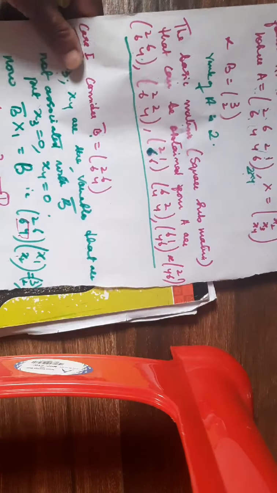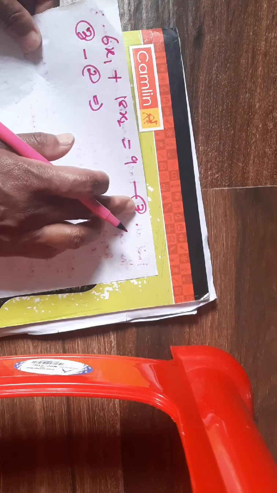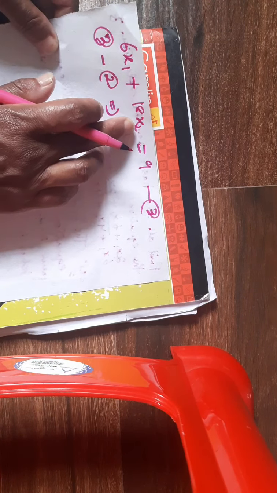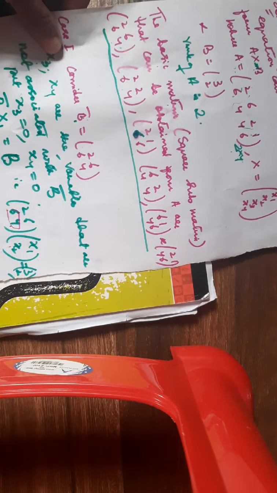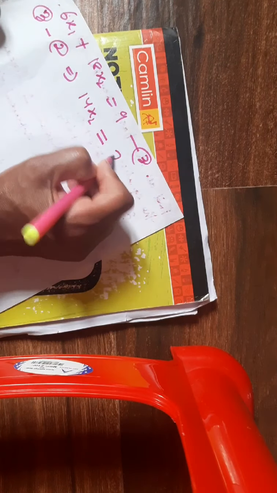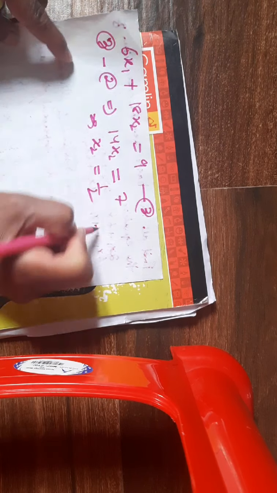So what is equation 2? It is 6x1 plus 4x2. Here also in equation 3 I have 6x1. So if we subtract equation 2 from 3, then 6x1 will be cancelled. So now 18x2 minus 4x2 will become 14x2 is equal to, what is 9 minus 2? This is 9 here. 9 minus 2 will become 7. So this will imply that x2 is equal to half.